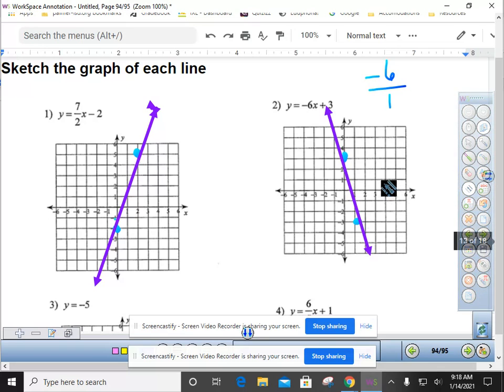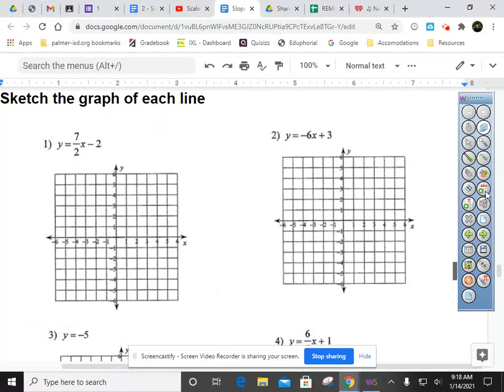Everybody got it? I don't think that's too hard, do you? Nah, it's not too hard.